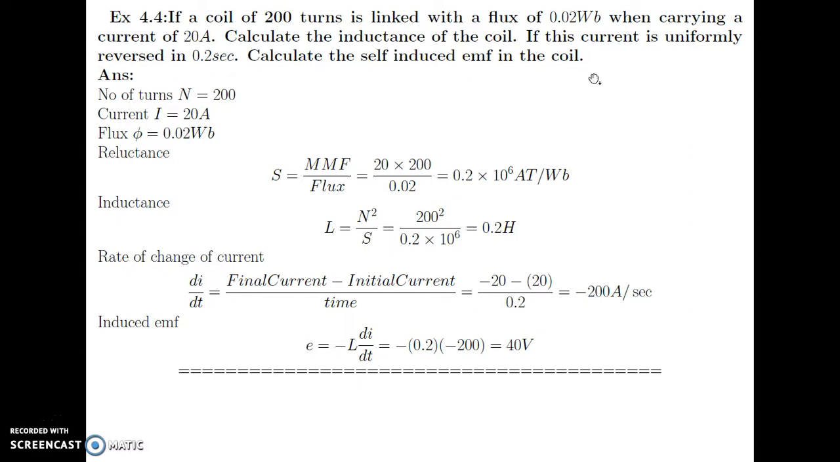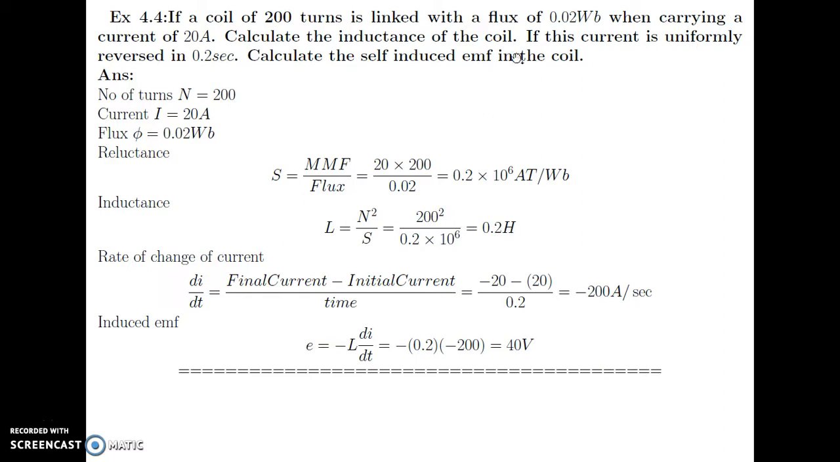So we are given N is equal to 200, I is equal to 20, and the flux is equal to 0.02 Weber. How to calculate the reluctance? Reluctance is equal to mmf upon flux, that is 20 into 200 upon 0.02. It gives me 0.2 into 10 raised to 6 ampere turn per Weber. And inductance is equal to N square upon S, that is 200 square divided by 0.2 into 10 raised to 6. So it gives me 0.2 Henry.